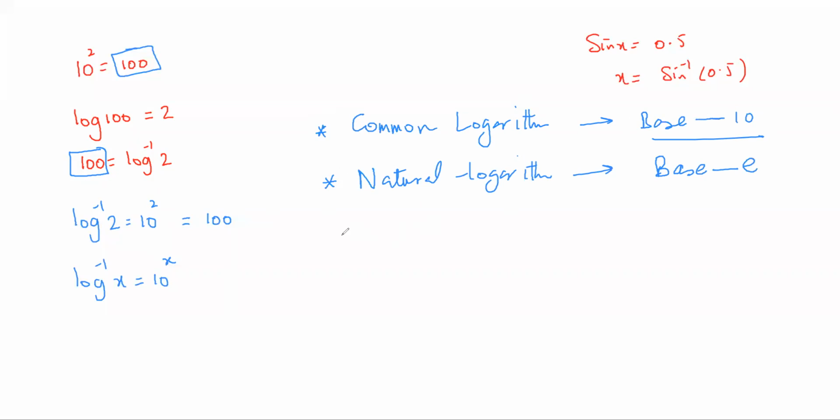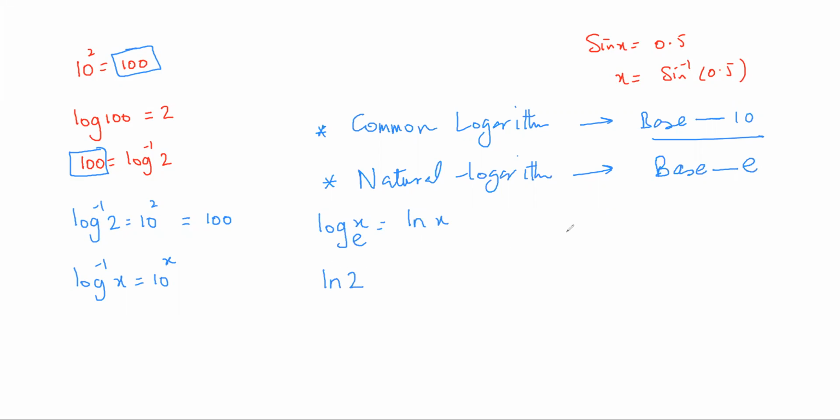Now this e is a very famous number. It is beyond the scope of your syllabus to talk about this e. Just remember that this e is a number like pi, a very famous irrational number. So if you have log to the base e of x, this is written as ln x, and this is pronounced as the natural logarithm of x. If you find something written like ln 2, that means the natural logarithm of 2.